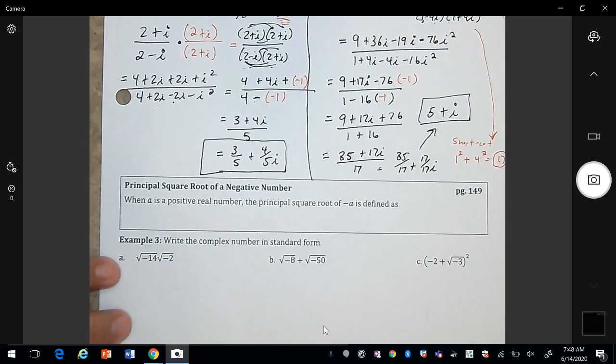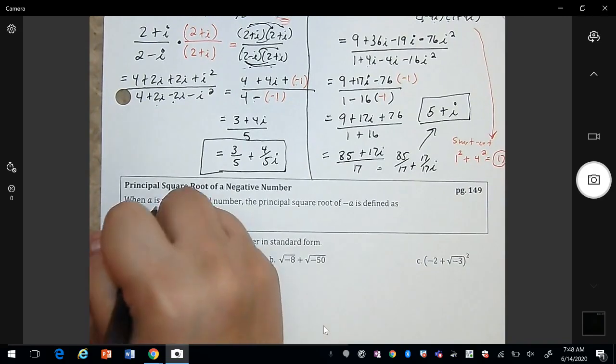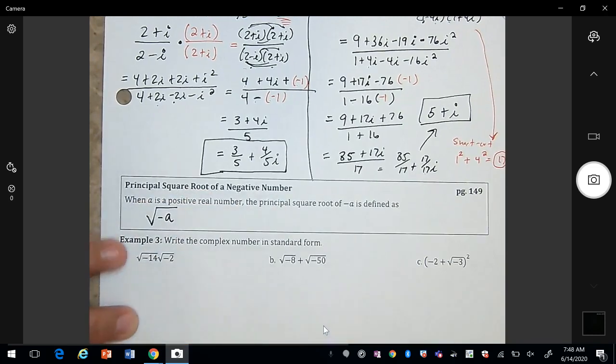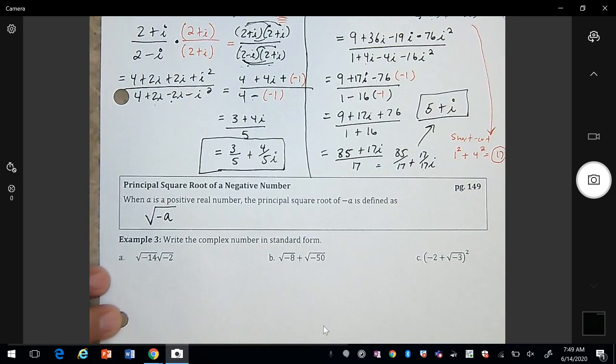When a is a positive real number, the principal square root of negative a is defined as follows. So whenever we have a negative inside the square root, we would be stopping, but now that we have these imaginary numbers, we can do some more work with them.